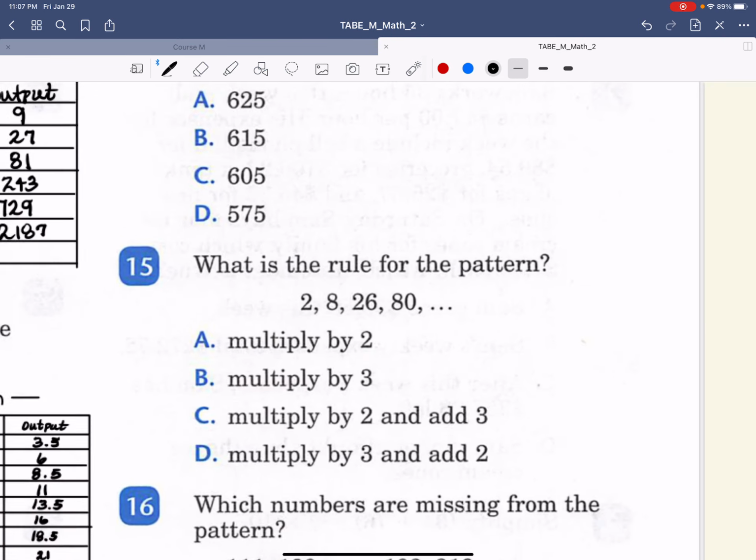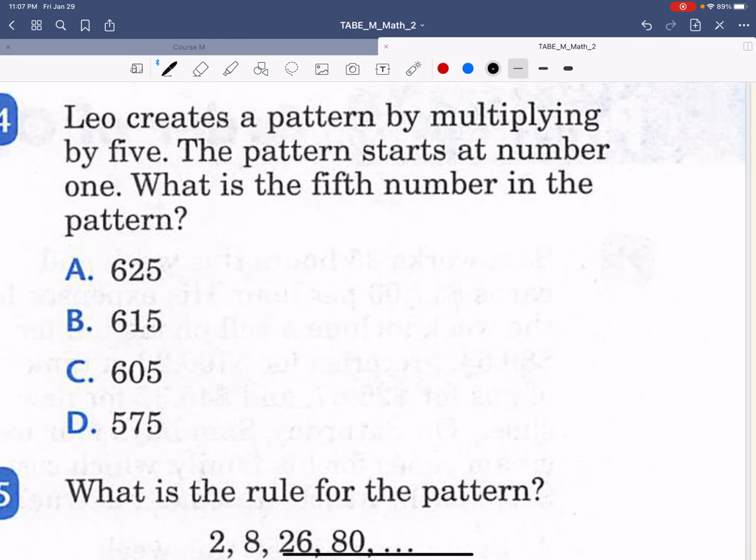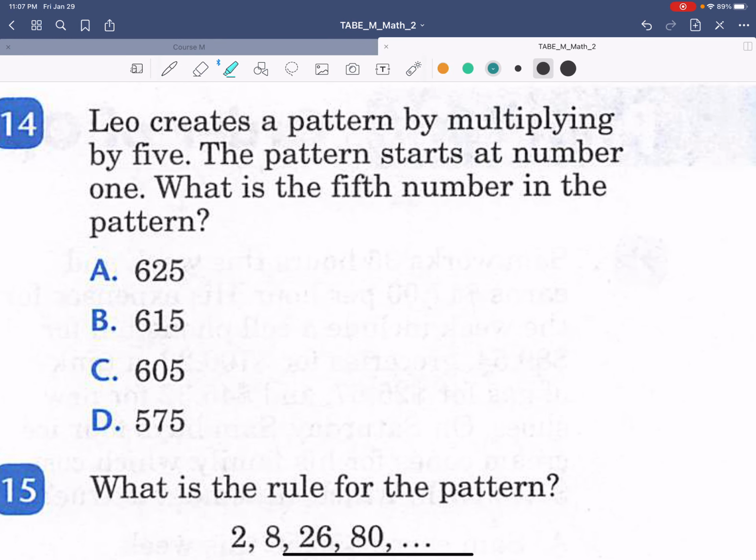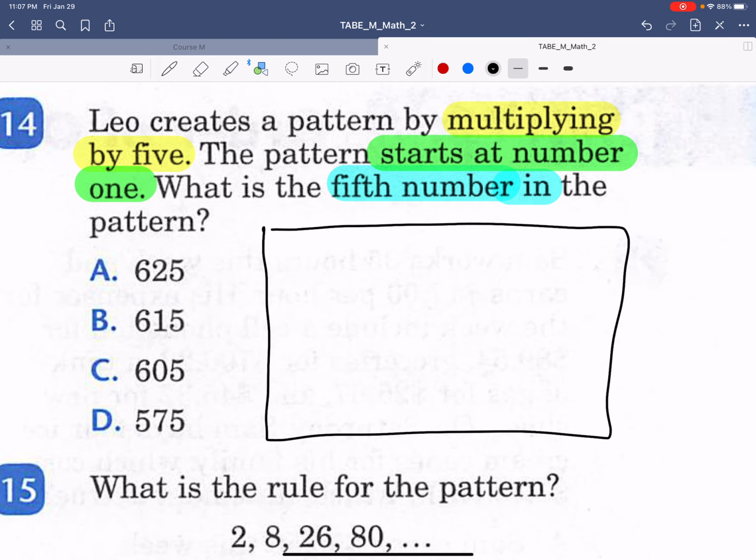All right, number 14. Leo creates a pattern by multiplying by 5. There's the rule. The pattern starts at number 1. What is the 5th number in the pattern? So the 5th input is what we're looking for. So let me make a table.